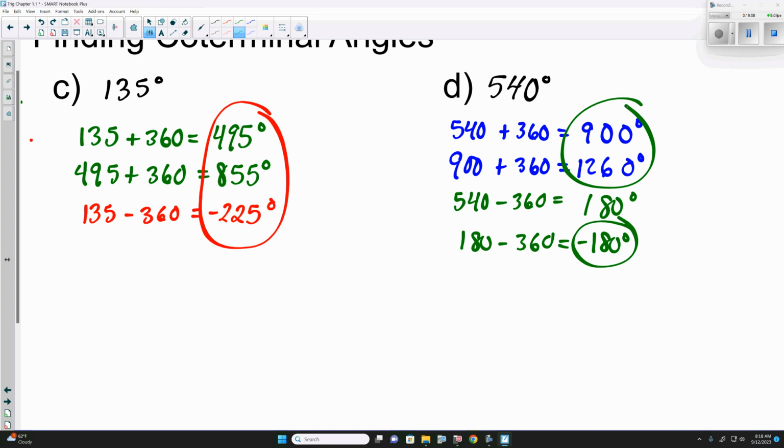So if we start out with a really big positive angle, we might have to subtract it a few times before we hit our first negative angle. Or the opposite is true. We could start out with a really big negative angle and we have to add it multiple times to get there. Questions on this here?